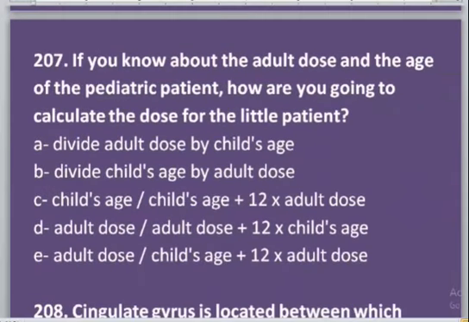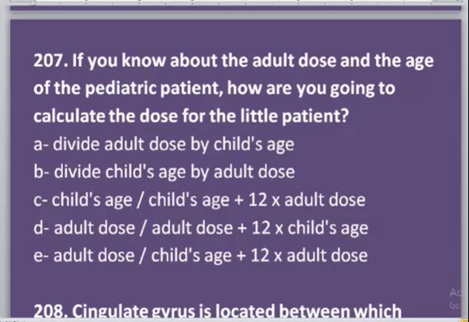And the same formula is discussed here again in this MCQ. They ask about the same formula here. So moving on to this MCQ, if you know about the adult dose and the age of the pediatric patient, how are you going to calculate the dose for the little patient? Then these options are there: divide adult dose by child dose and so on.